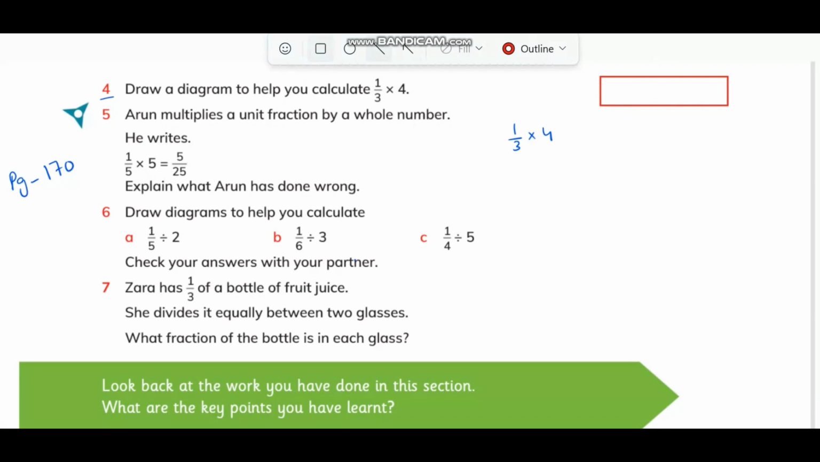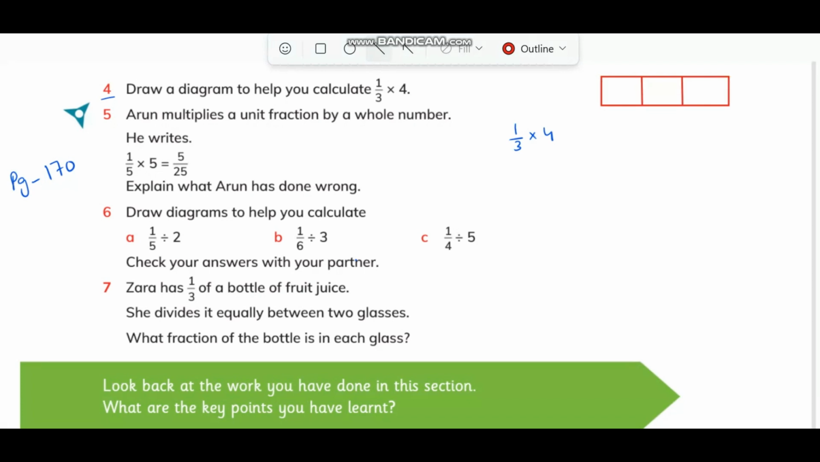Okay, so draw with me. 1 here, and then 2 and 3 here. Okay, like this. So I'm going to solve this now. 1 by 3 multiply by 4. Just wait. Okay, I am going to raise this one. Just wait, I have to make a little bit of space here. Okay, 1 by 3 multiply by 4.